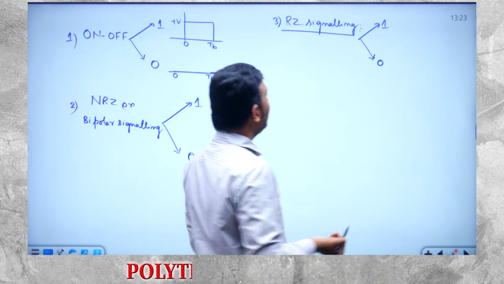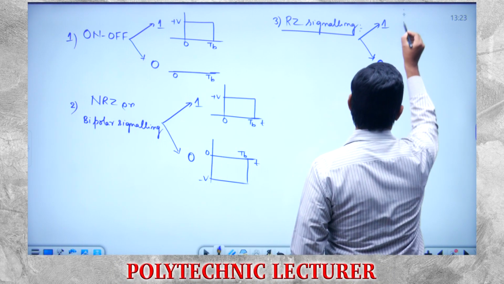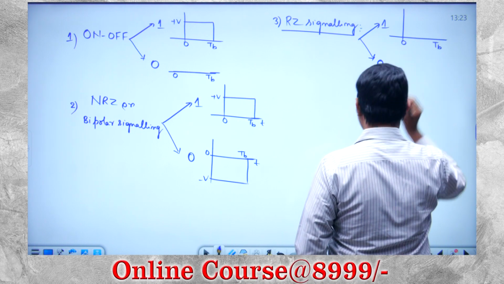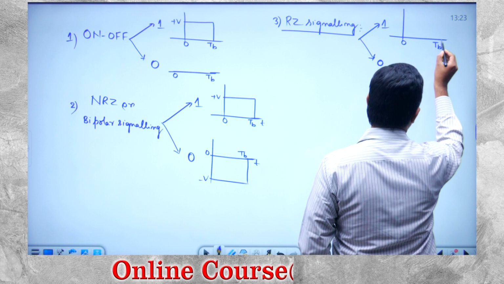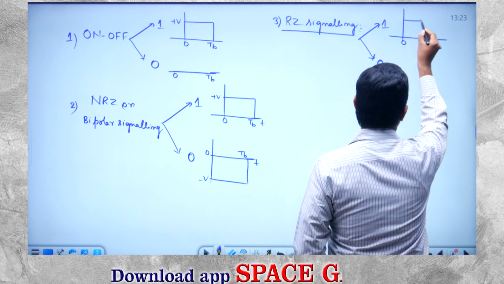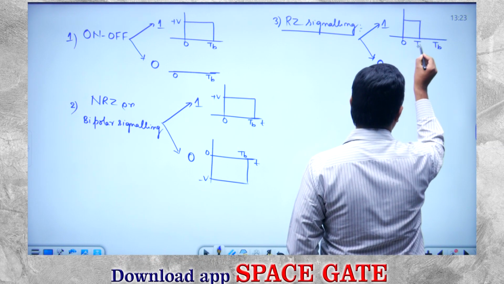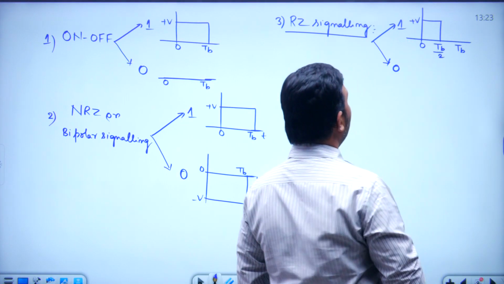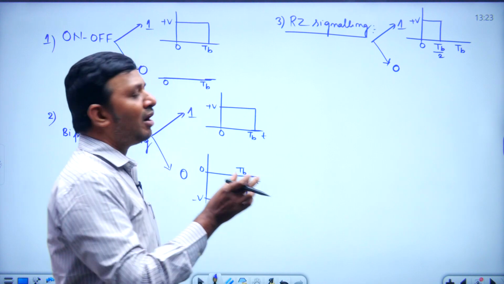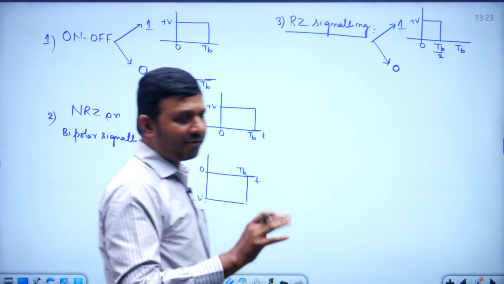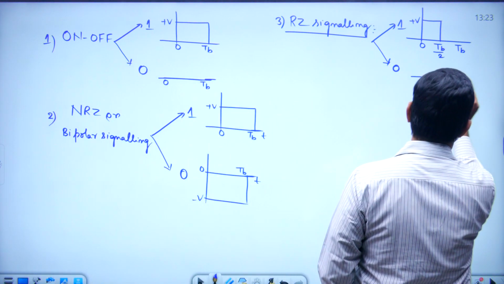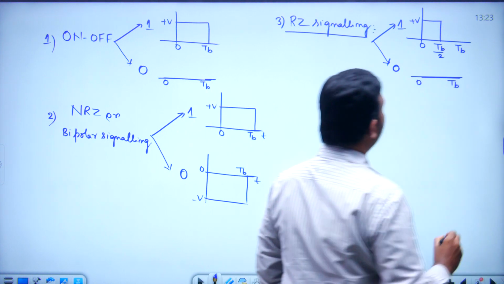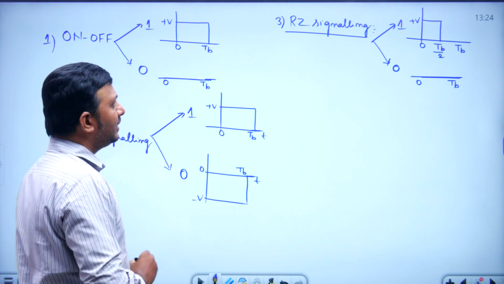But here, for representing 1 in the form of rectangular pulses, if the bit duration is TB, we are not going to make use of the entire bit duration, but only half of the bit duration. I am going to use a rectangular pulse of half of the bit duration for 1, and for 0 we will be transmitting nothing. 0 means 0 only, right.